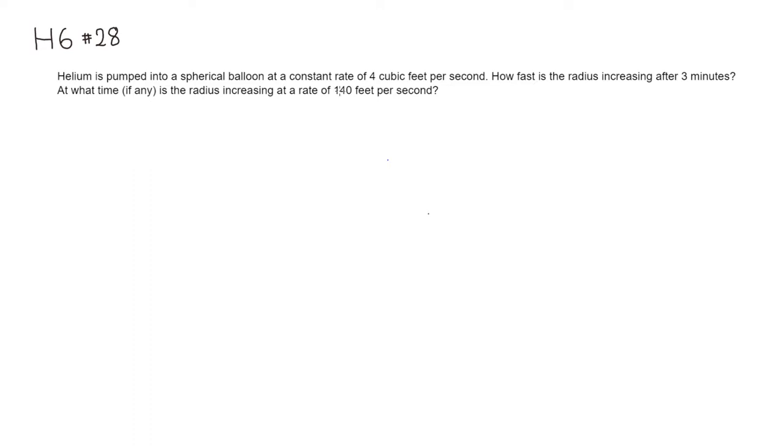So what's given is, we know that the rate of change of the volume, dV over dt, is equal to 4. And how fast is the radius increasing after 3 minutes? So t is 3 minutes, which is 180 seconds. So t is 180. And then we're looking for dr over dt. Right, so this is what we're looking for.